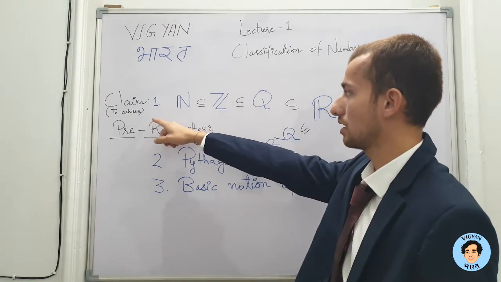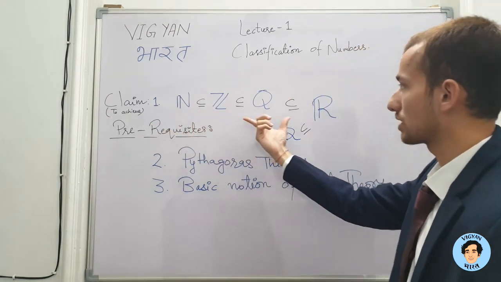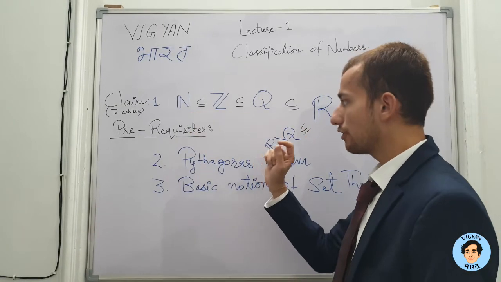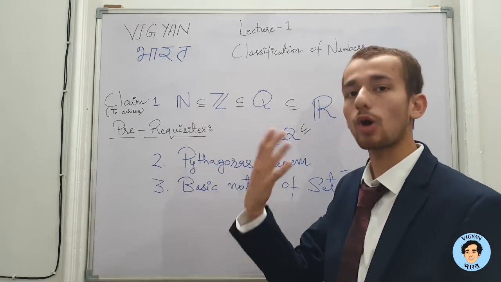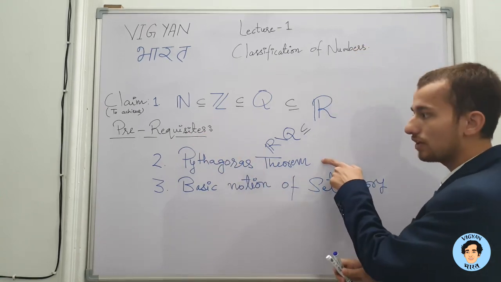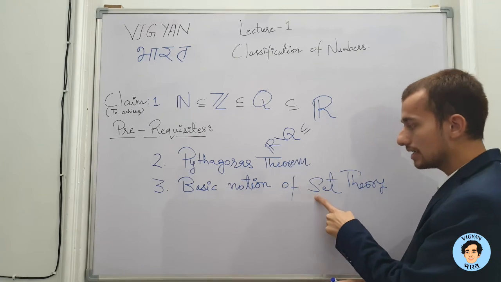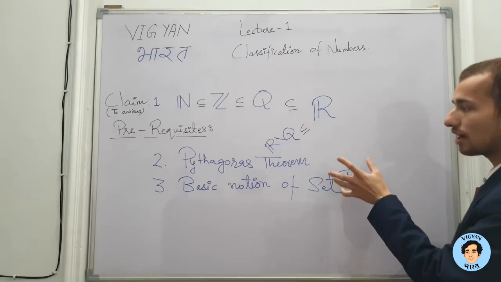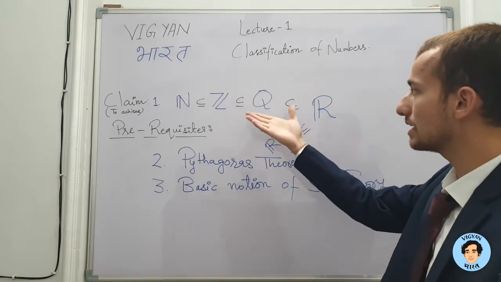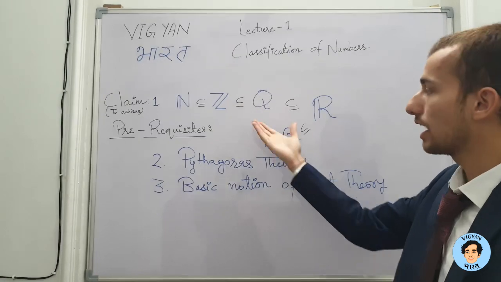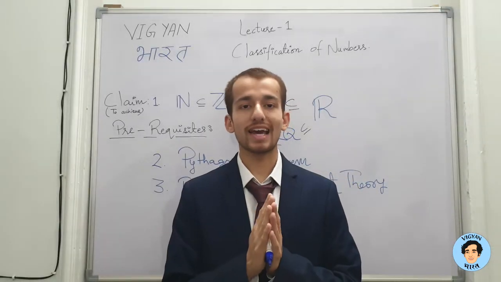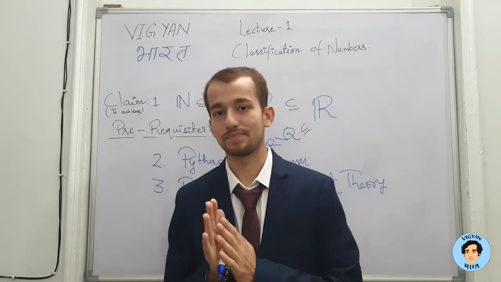At the end of the lecture, we'll try to achieve this expression, what basically it is. In order to achieve this claim, we need some prerequisites, that is some prior knowledge we require in advance. If we have some prior knowledge of first the Pythagoras theorem and second some basic notion of set theory, then definitely with the help of these two pieces of information we can easily achieve this. And why I'll be requiring this, you will get to know in a short while. Let me move forward directly to the lecture. I hope you will enjoy.